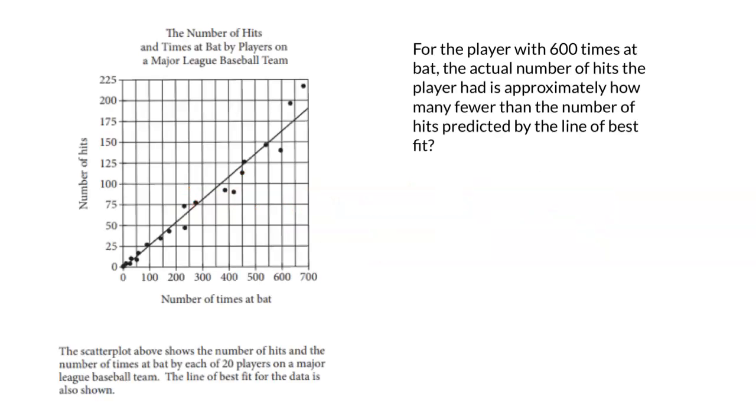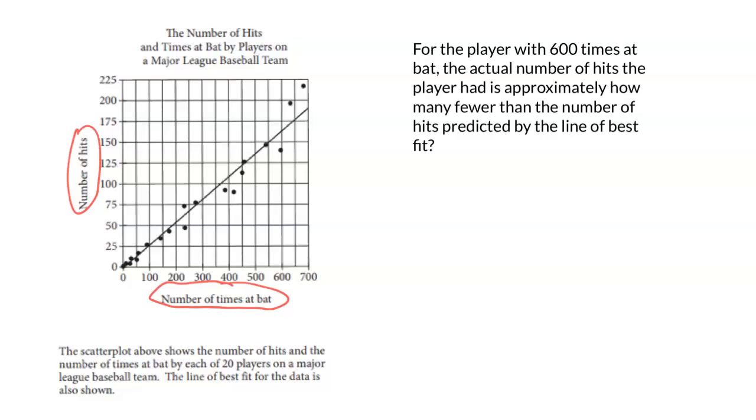Okay, so as you can see here, we have a scatter plot with the number of hits that Major League Baseball players have here on the y-axis and number of times that they come to bat here on the x-axis. And so the line of best fit, you can see, is a straight line that goes through some of the points, not necessarily all of the points, but it is close to a majority of the points.